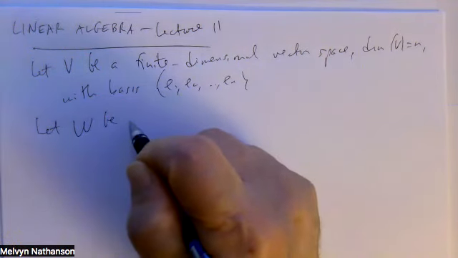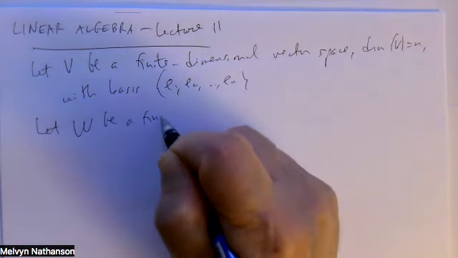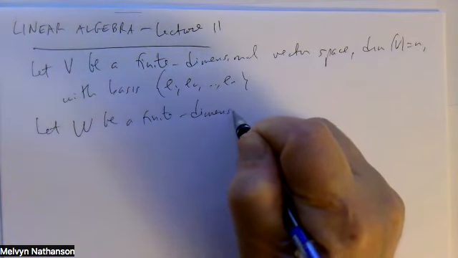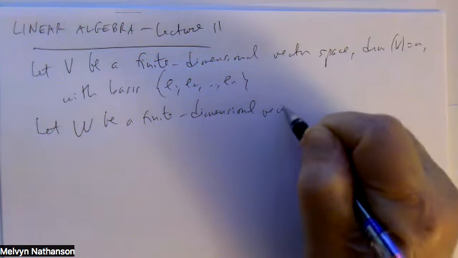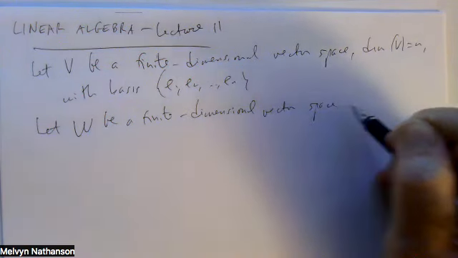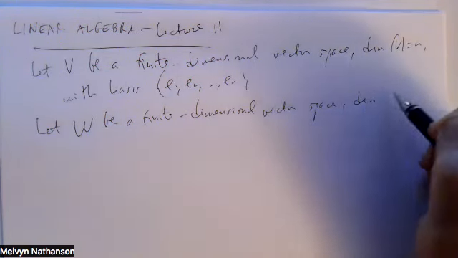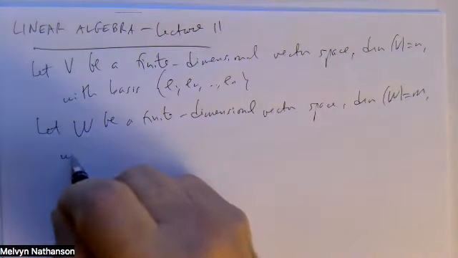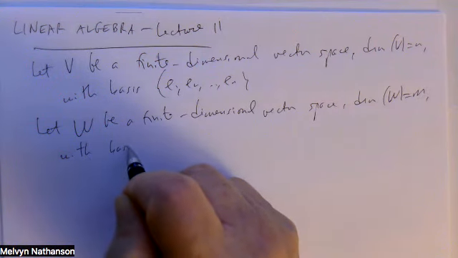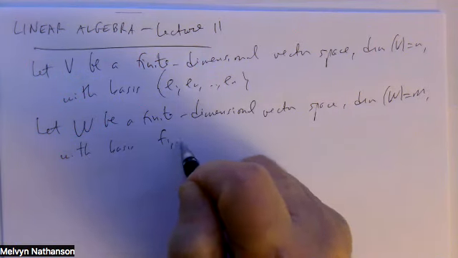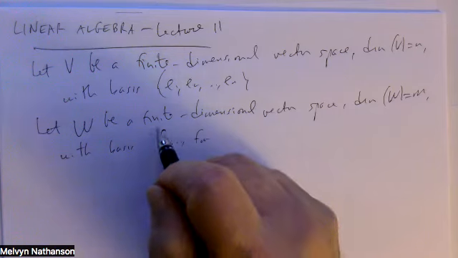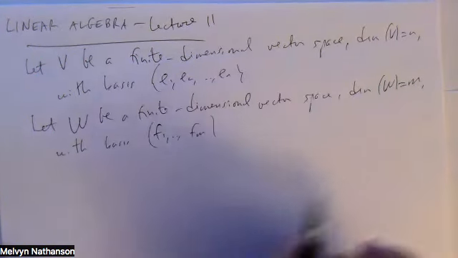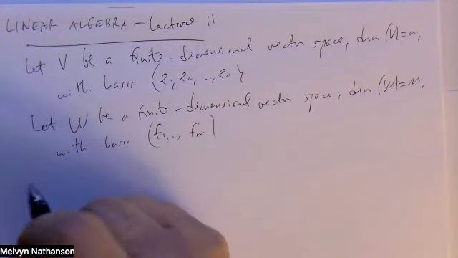Let W be another finite dimensional vector space. Let's say the dimension of W is m, with basis F1 up to F sub m. m and n can be the same or they can be different.